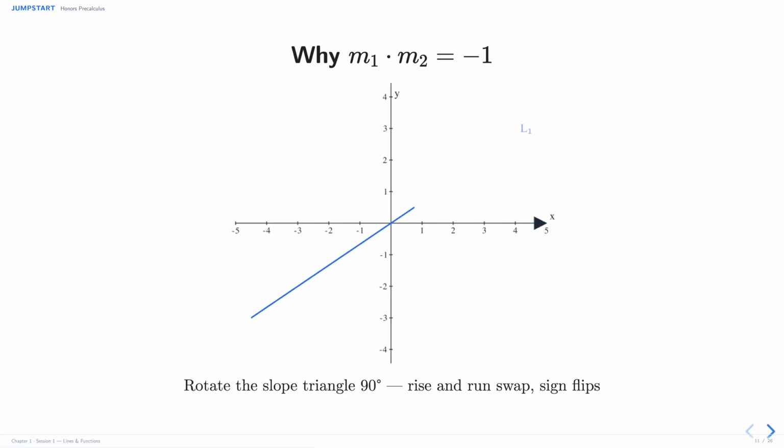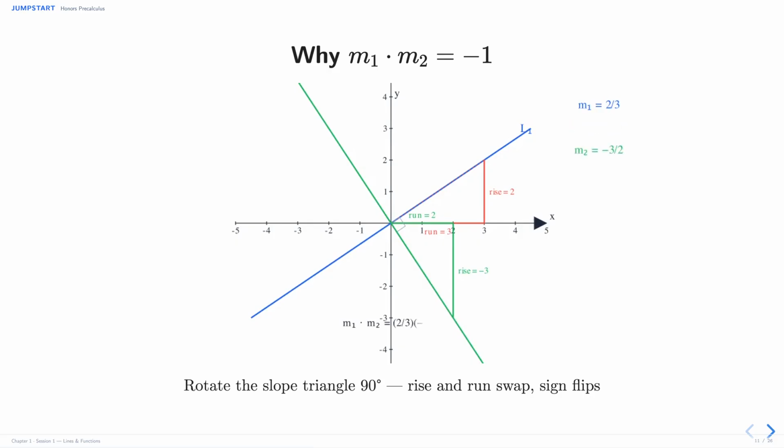To understand why the product of the slopes of perpendicular lines equals -1, consider rotating the slope triangle by 90 degrees. When you do this, the rise and run swap places, and the sign of the new rise flips, resulting in a negative reciprocal relationship between the slopes.